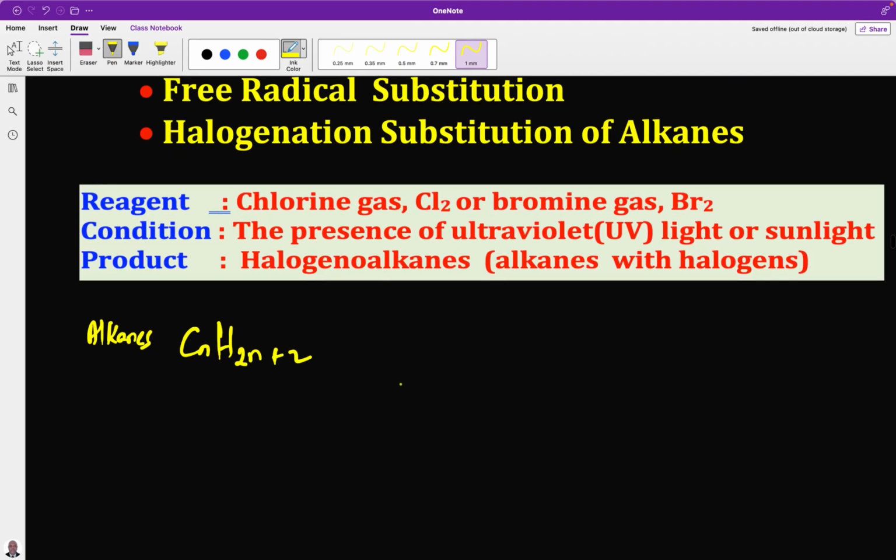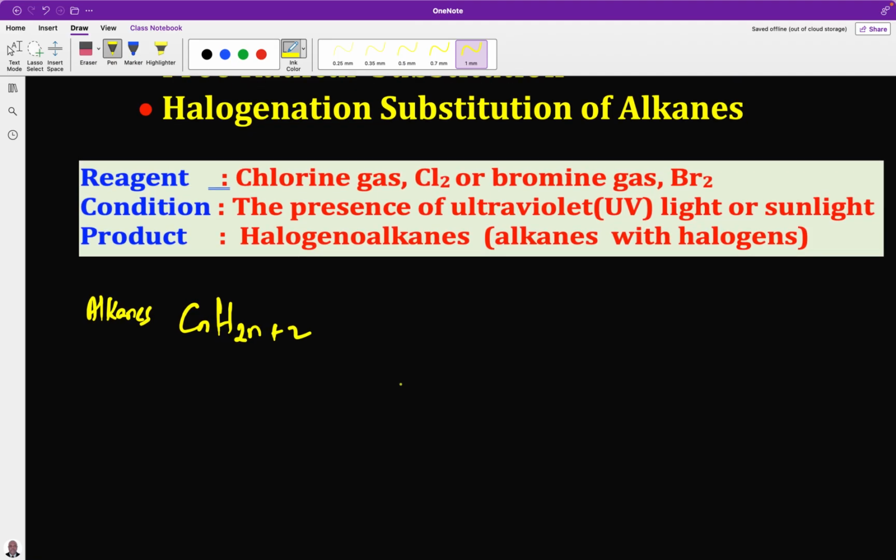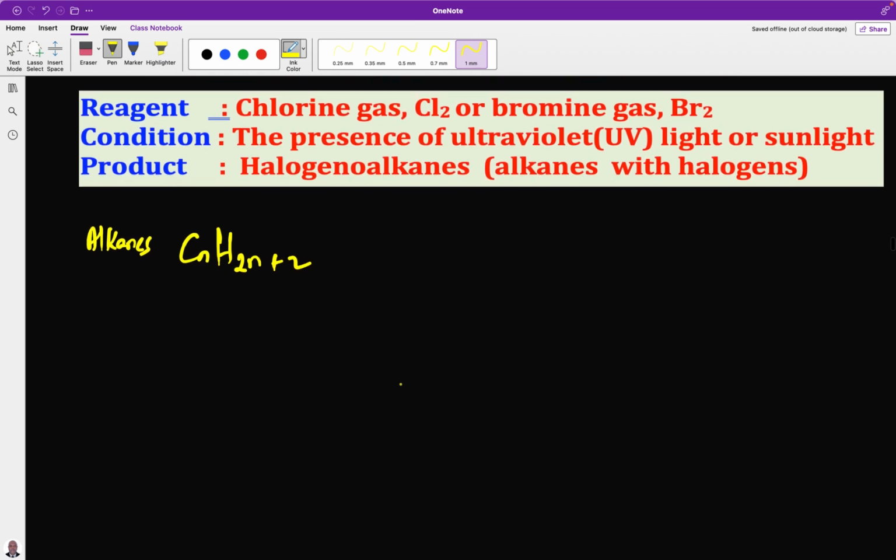Our example will be the substitution reaction of methane and ethane. Our reagents will be chlorine gas or bromine gas. The condition, as I earlier said, is the presence of ultraviolet light, or what we call sunlight. Halogenoalkanes are always the product of this substitution. We want to start with methane.